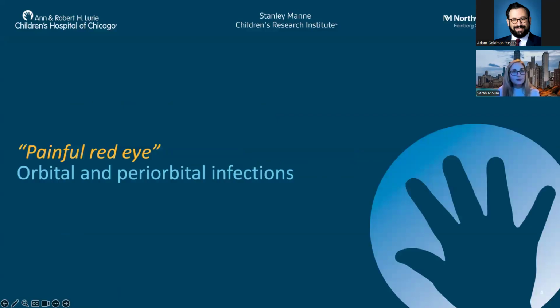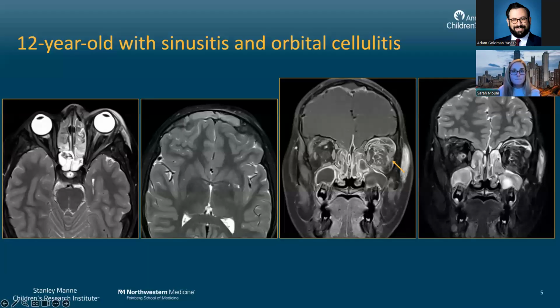So just starting off, let's start with painful red eye. So we'll be discussing orbital and periorbital infections. And this will be a case-based discussion. So our first case is a 12-year-old with sinusitis and coming in with left-sided headache and left eye pain, and was found to have a left periorbital redness and swelling.